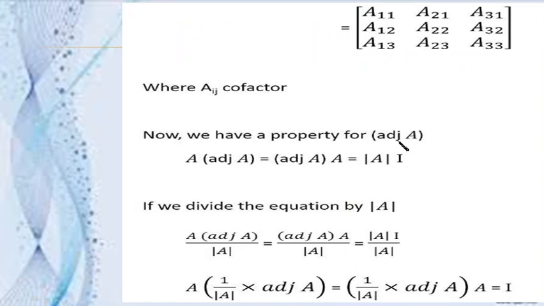Now we have a property for adjoint A. This is the property: A into adjoint A is equal to adjoint A into A is equal to determinant of A into the identity matrix of the same order. If we divide this equation by determinant of A and write A separately, in the bracket we can write 1 upon determinant A into adjoint A. In the middle term also, if we write A separately, we can write 1 upon determinant A into adjoint A, and the determinant A will be cancelled, equal to I.